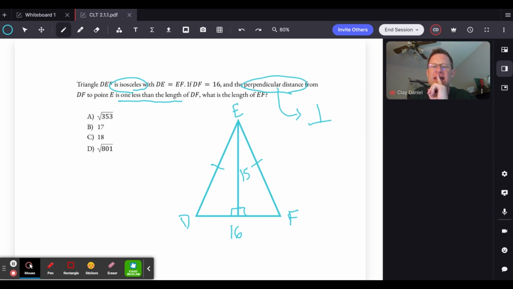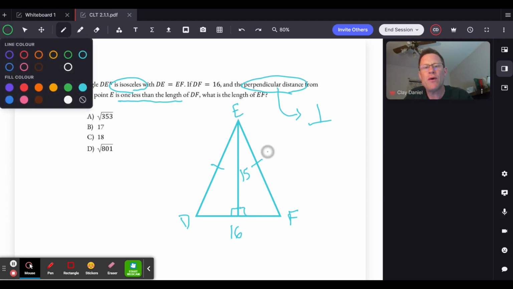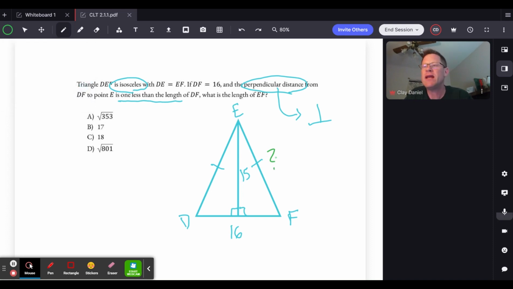Now, what is the length of EF? So they want to know, what is this length right here? Well, when we created those right triangles, that gave you something to work with. It's true that DE equals EF, but we can't infer the length of those sides from simply the 16 by itself. Right triangles are a major tool because now we know that the Pythagorean theorem applies.